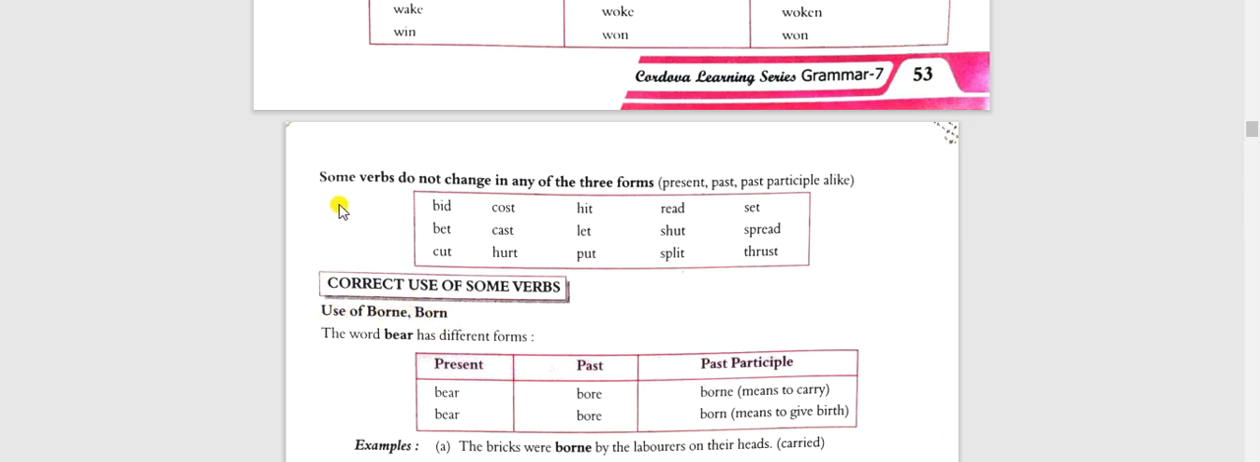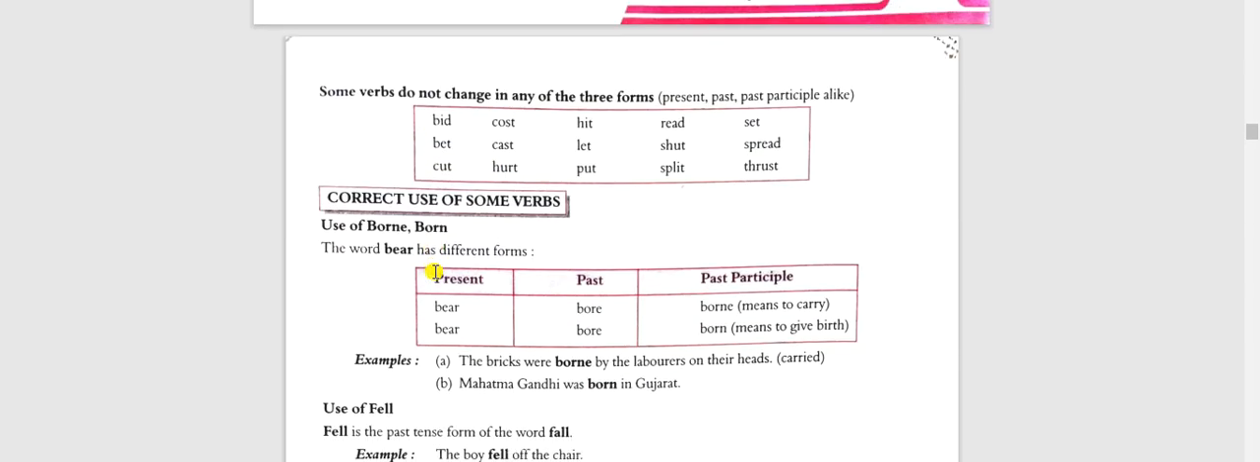So then there are verbs which do not change in any of the three forms: present, past, past participle, like bid, bet, cut, hurt, cast, caused, hit, let, put, read, shut, split, thirst, spread, set. So the three forms of these verbs remain same, right? So, you know, this is how the verb information has been shared in this chapter. It's very interesting to know.